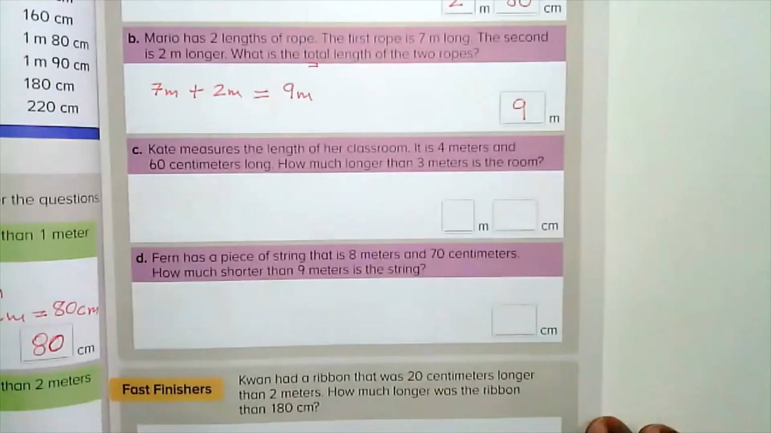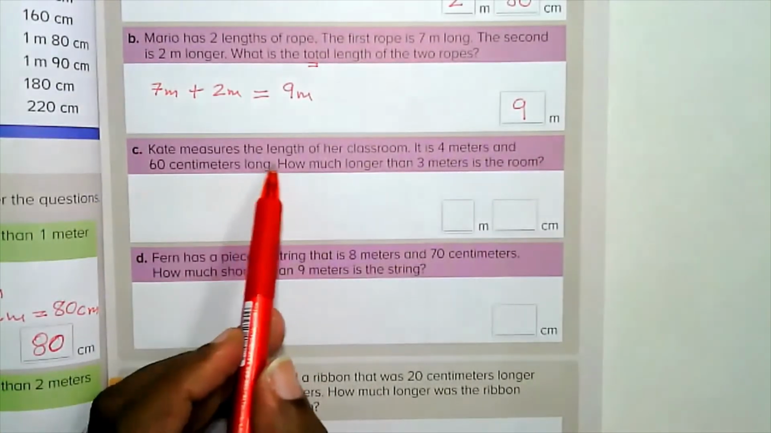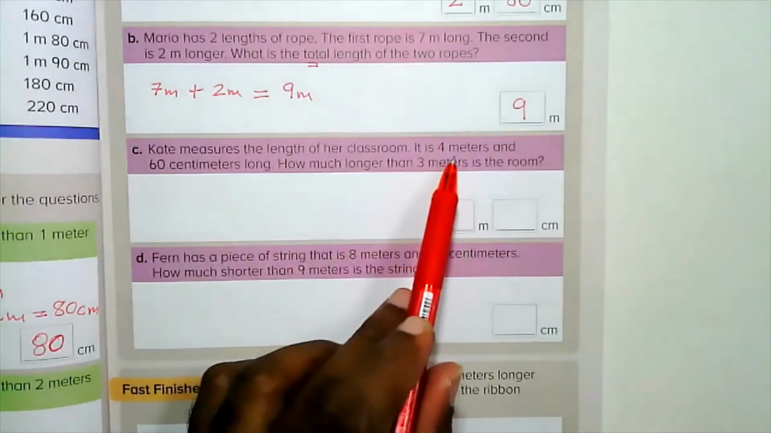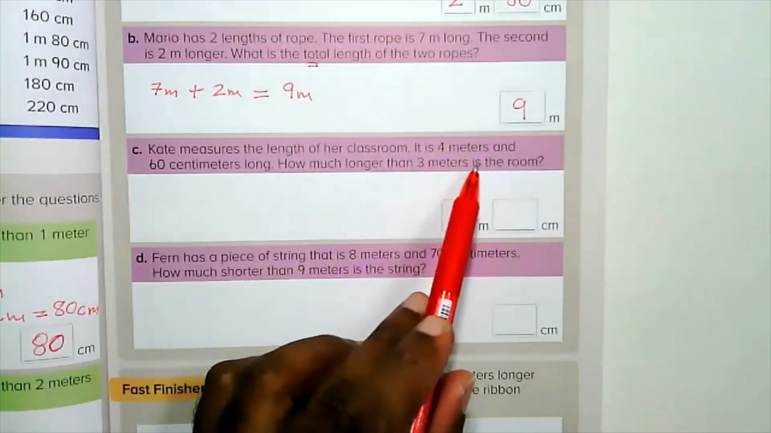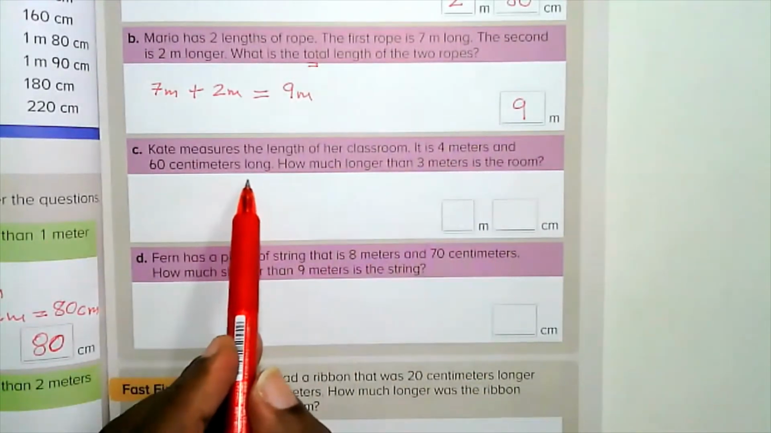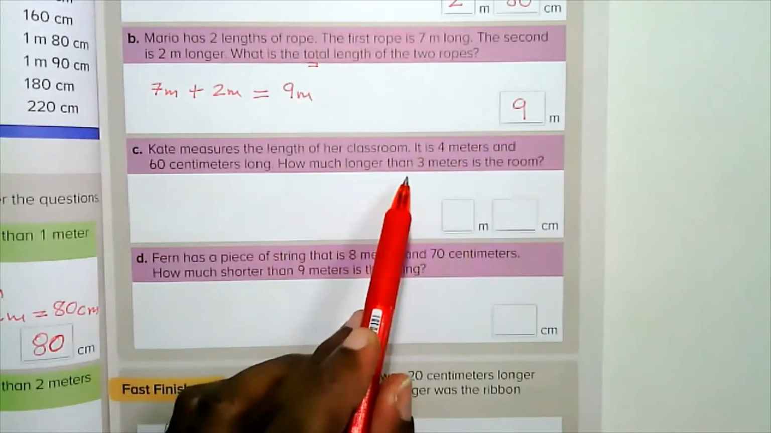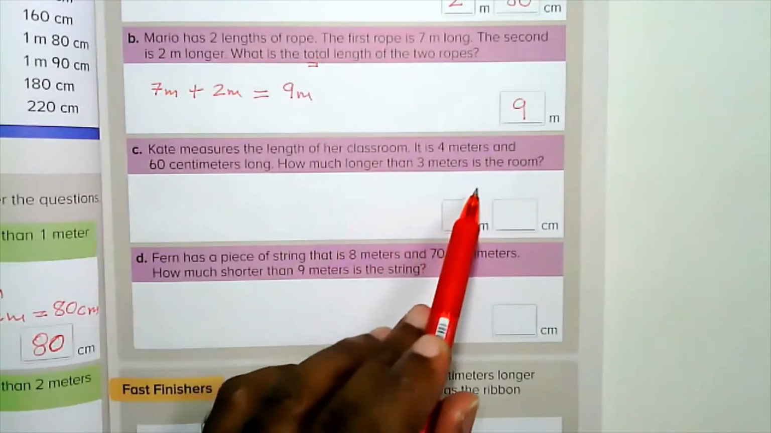Part C. Kate measures the length of her classroom. It is 4 meters and 60 centimeters long. How much longer than 3 meters is the room?